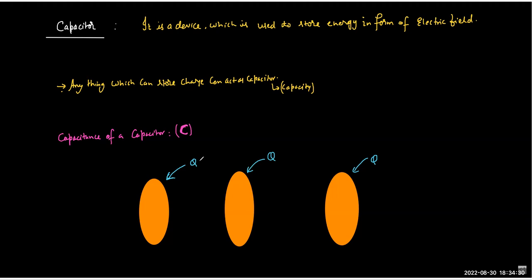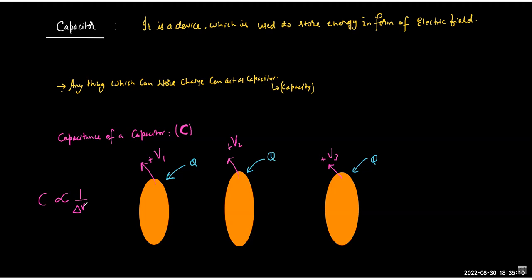Whenever you give charge to any conductor, its potential will rise, right? Let's say the first conductor's potential rises by V1, the second one rises by V2 and the third one rises by V3. So whose capacity will be more, the one with the highest potential or the lowest potential? The one with the lowest potential.